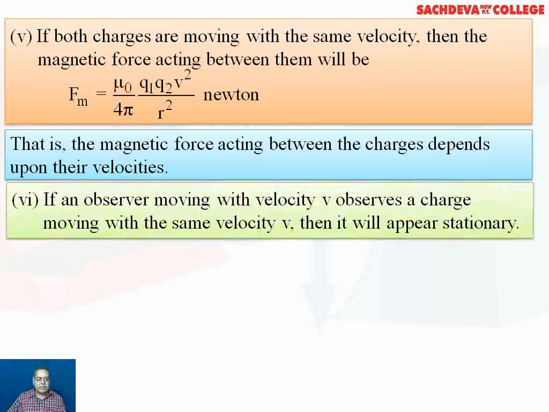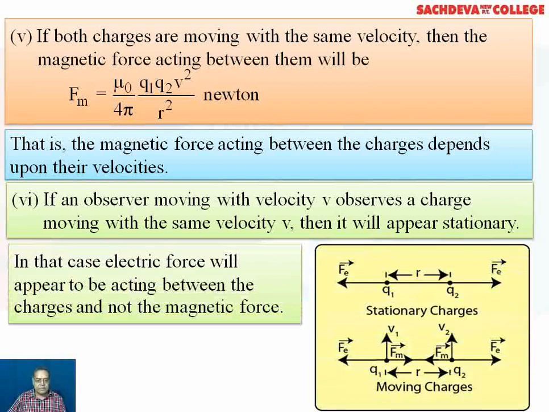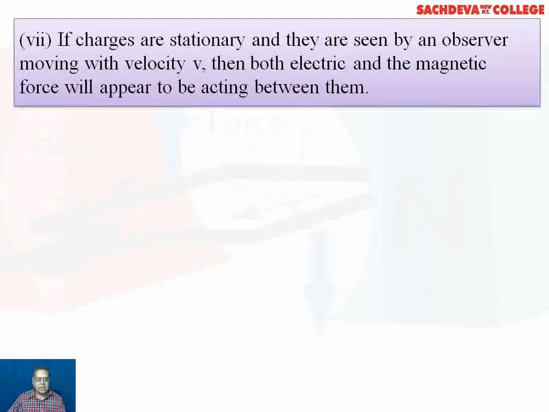If an observer moving with velocity v observes a charge moving with the same velocity v, then it will appear stationary. In that case, electric force will appear to be acting between the charges and not the magnetic force. Locate the figure. In the adjoining figure, this is indicated. One is the case of stationary charges and the other is the case of moving charges.